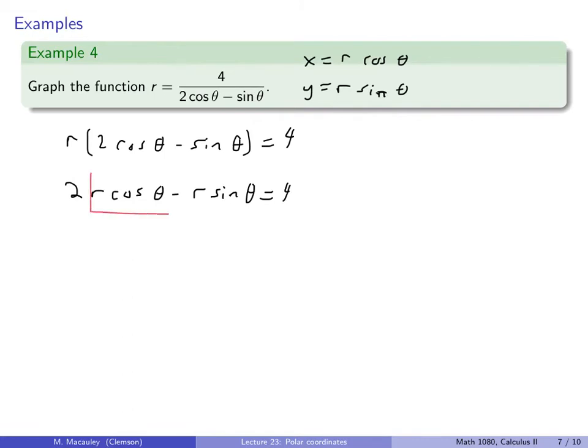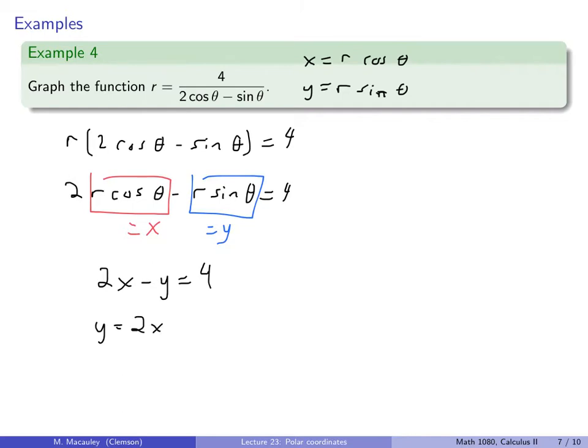Notice this is equal to x, and this is equal to y. So this simplifies right away to 2x minus y equals 4. Since I went through the public school education system, I cannot graph this unless I put it in y equals mx plus b form. So that's y equals 2x minus 4. We know what that looks like: a line whose slope is positive 2 and whose y-intercept is negative 4.